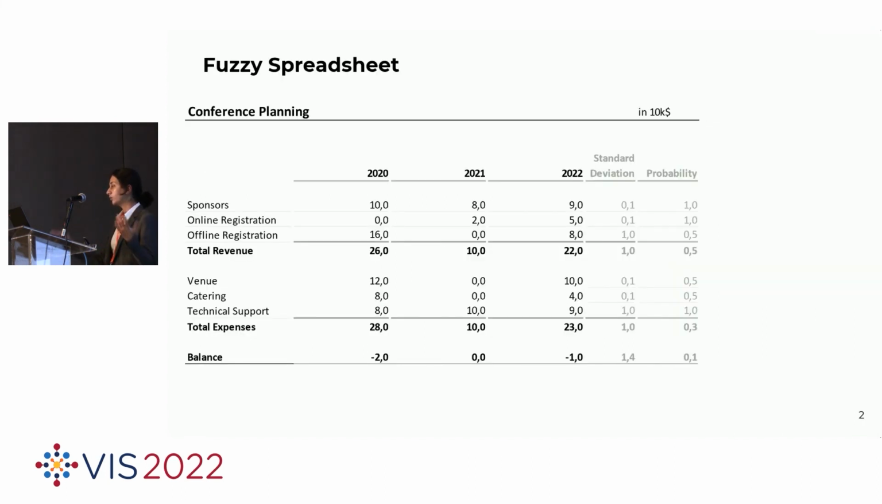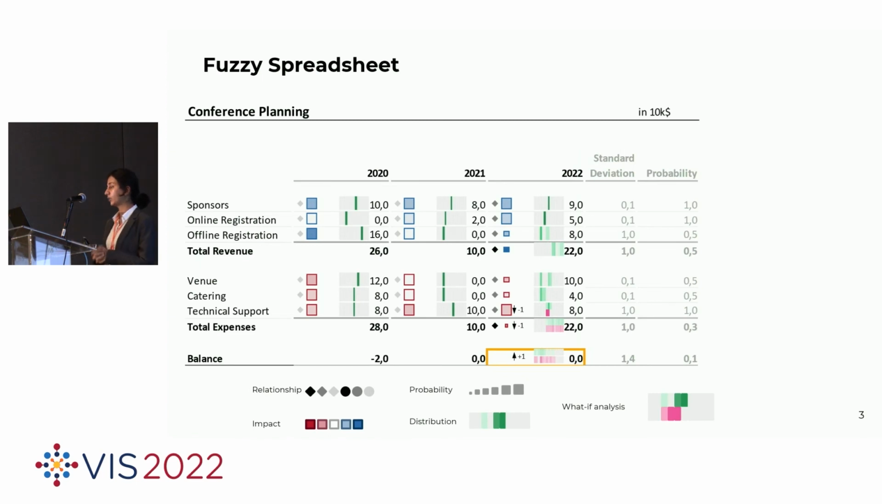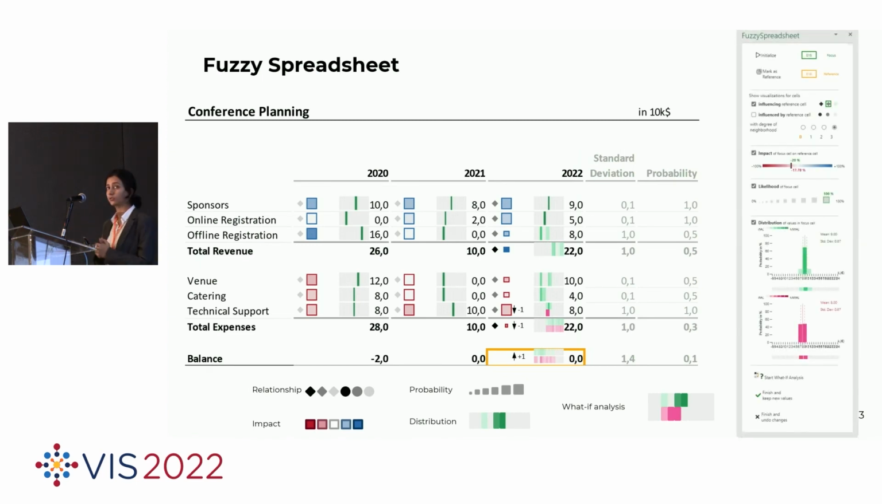So for our work, we basically take a seemingly simple spreadsheet example with uncertain information entered by the user, and we overlay it with our compact in-cell encoding. We also developed a side panel to control these encodings. So why did we really think of visualizing uncertain information on a spreadsheet? Because sometimes planning isn't always a very straightforward task.